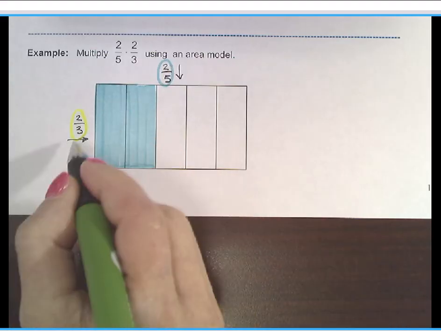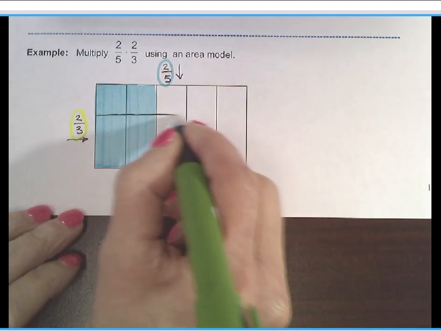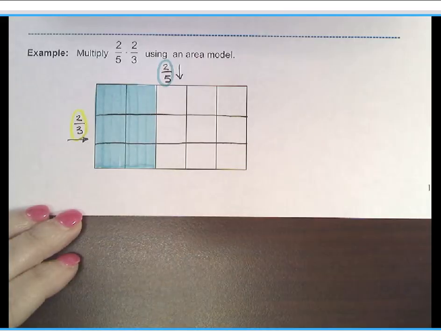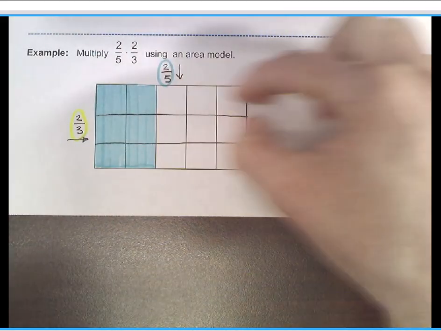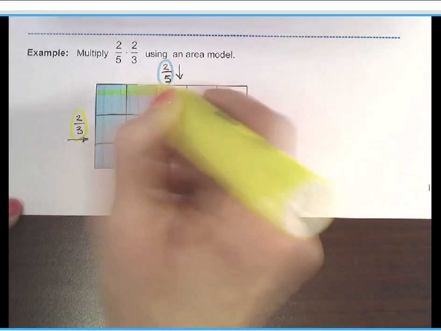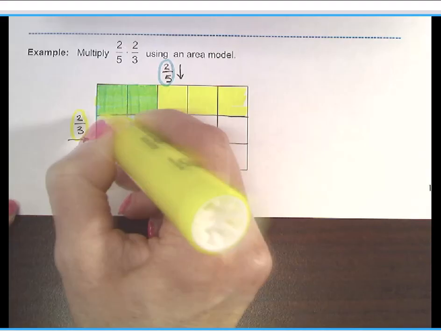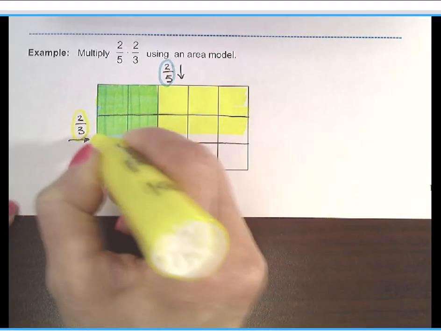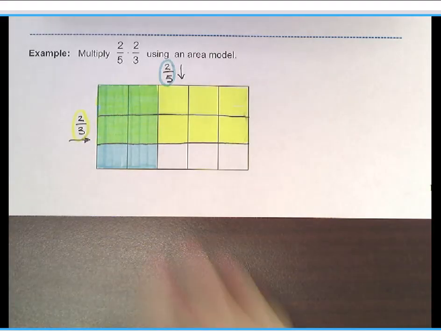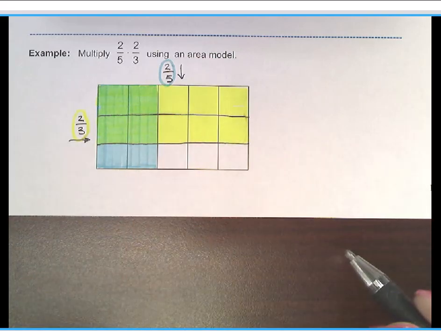I'm going to split it into thirds going in rows. You just kind of do your best to eyeball it. I'm going to break this into thirds. And then I'm going to shade 2 of those rows, 2 of those thirds, the 2 on the top, in yellow. So there's 1/3 shaded. Now I'm going to shade 2/3 in that direction. So I have blue columns and yellow rows, and I've got 2/5 going one direction and 2/3 going the other direction.